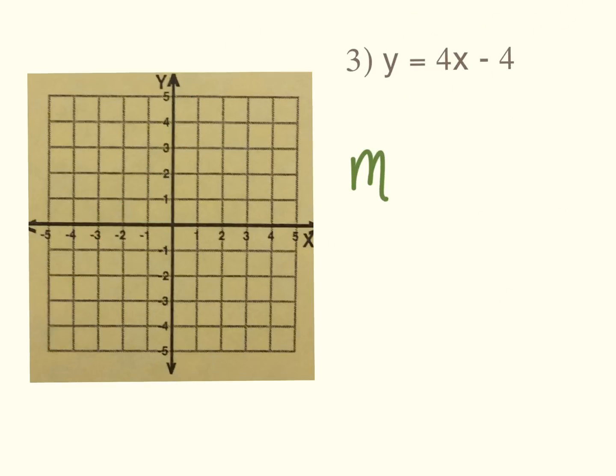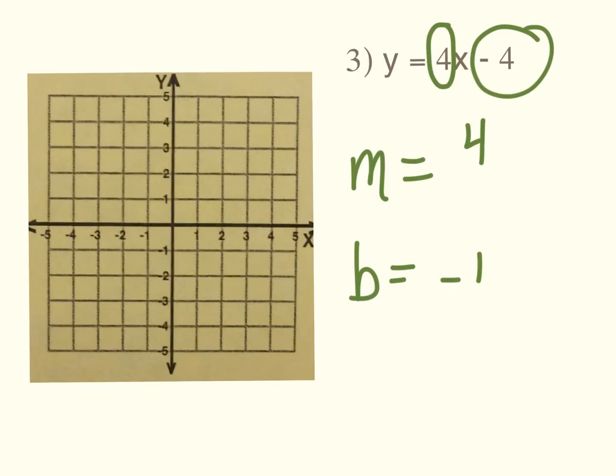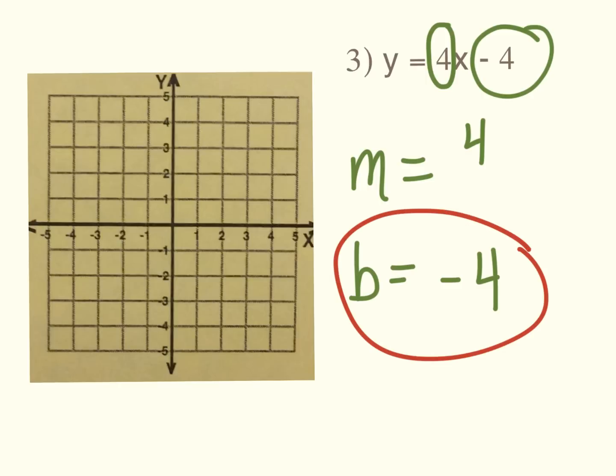Number 3, my m and my b. Here's my m, which is 4, and my b is -4. Begin at the -4, so I put a point here. And my slope, I need rise over run, so I can just put the 4 over 1. Rise over run, because 4 over 1 is the same thing as 4. So from this point, I'm going to rise 4, 1, 2, 3, 4, and run 1. My next point would be here. And then do it again, rise 4 and run 1.